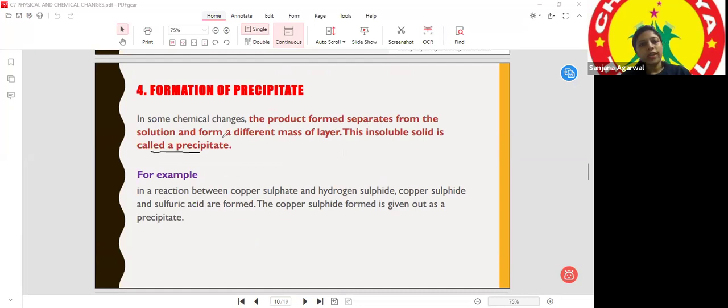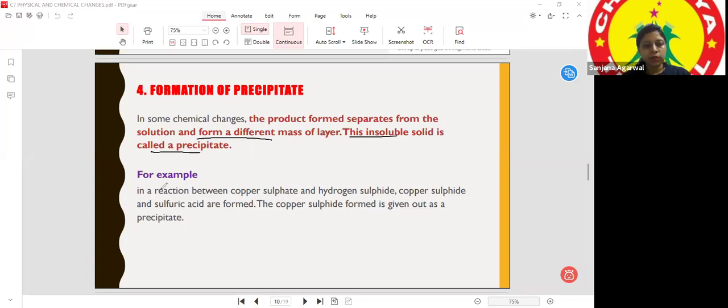So in any chemical reaction, after the reaction has taken place, we need to leave it undisturbed for a few seconds or a few minutes and observe. If you observe anything settle down and it is visible separately out of the solution, then that is an example of formation of a precipitate, one of the signs that a chemical reaction has taken place.